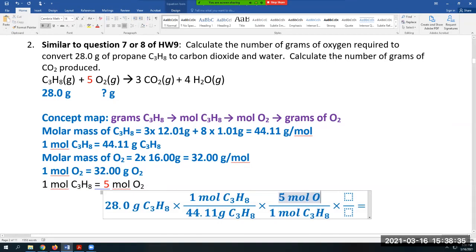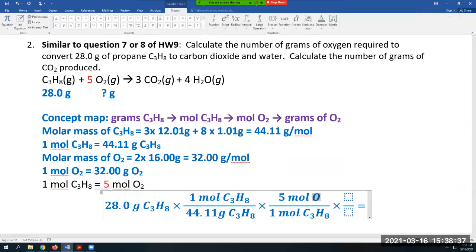So we need O2 there. Let's format it properly here. O2. Okay, so that's allowing you to change moles of propane to moles of oxygen. And we see how the units of moles of propane cancel.